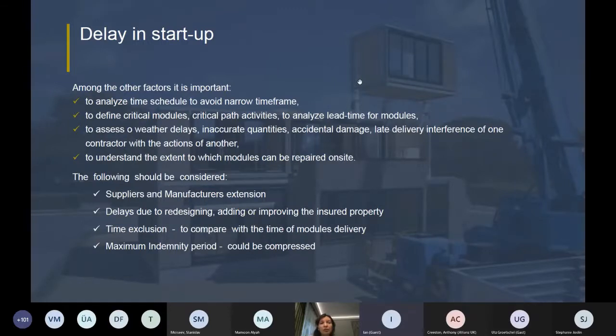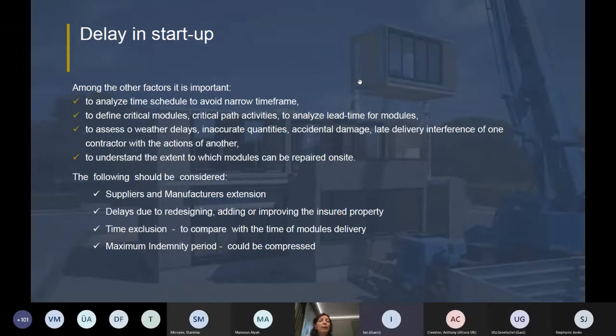Coverage for delay in startup. Modular constructions are mostly used in residential buildings, but of course they are also used in industrial buildings, in lesser quantities. And as usual, the delay in startup cover is purchased together with the material damage, because the developers are interested in such a coverage. And as modular construction has some particularities, their influence on the assessment of risk and delay in startup is rather high.